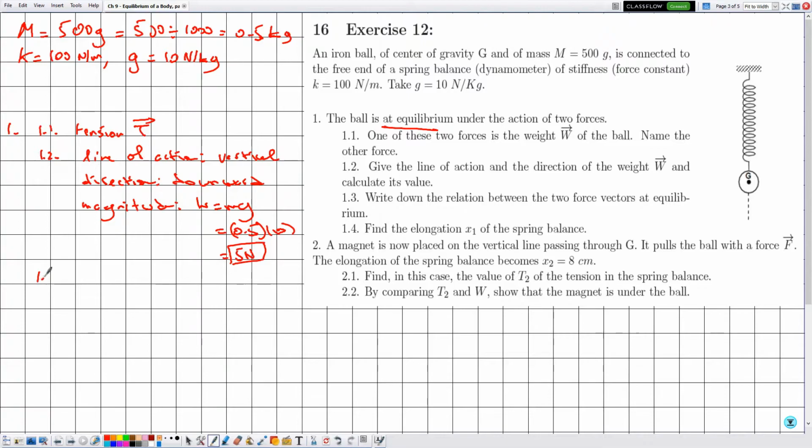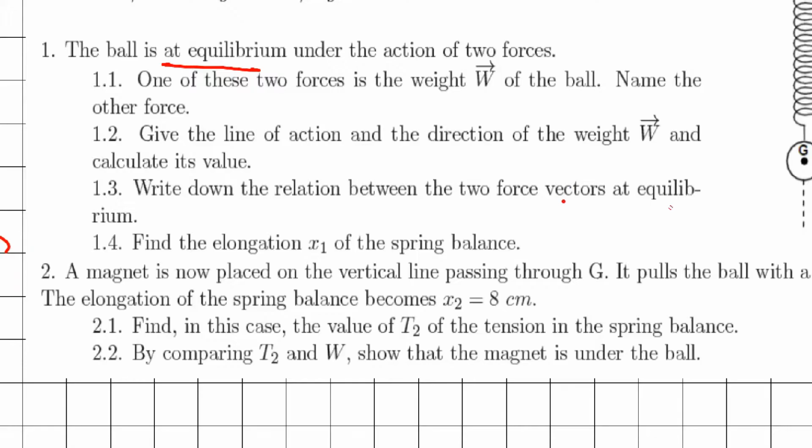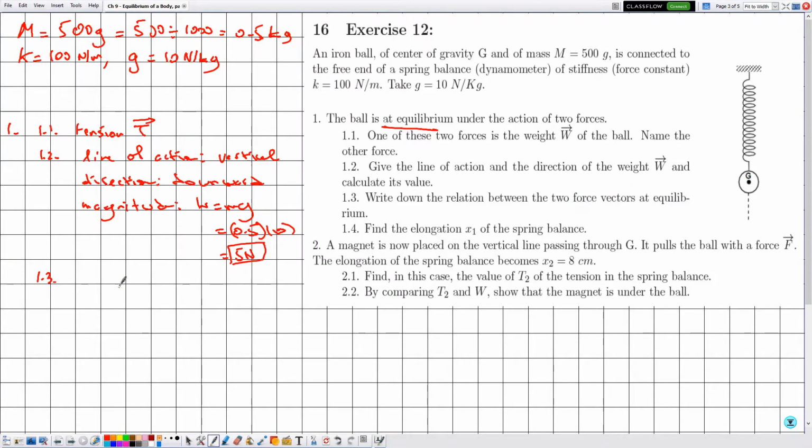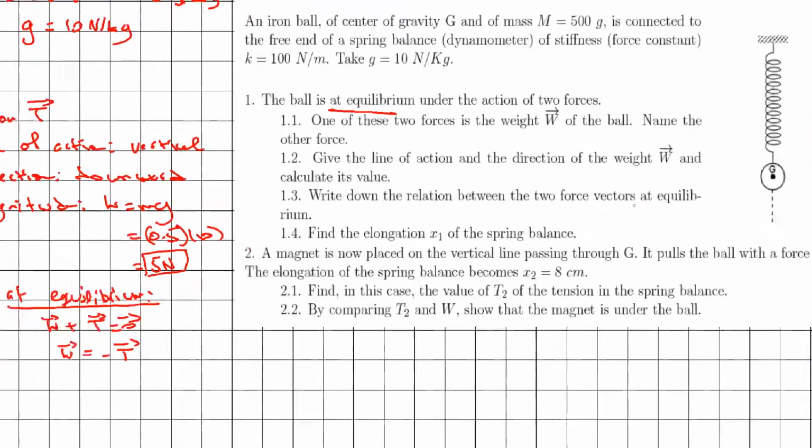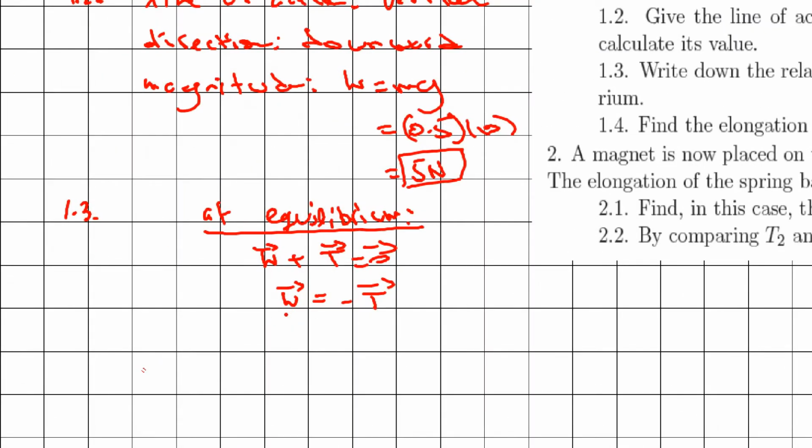Now in 1.3, they are telling us to write down the relation between the force vectors at equilibrium. Because it is a relation between vectors, we will write at equilibrium that the weight plus the tension vector is equal to the zero vector. Now dragging the tension to the right-hand side, the weight is equal to minus the tension. We don't mention anything about the magnitude because they are asking us for the vector relation. And what's the type of this equation? This is a vectorial equation because it has an equal sign and vectors.